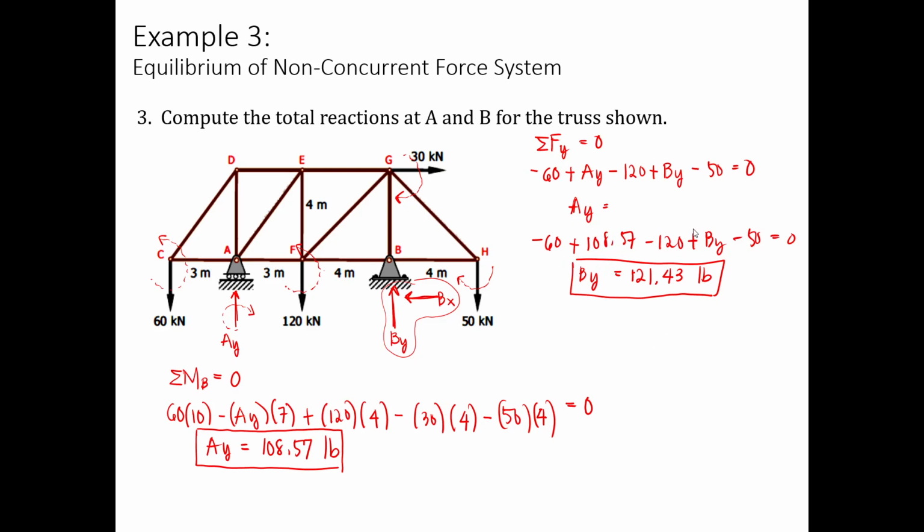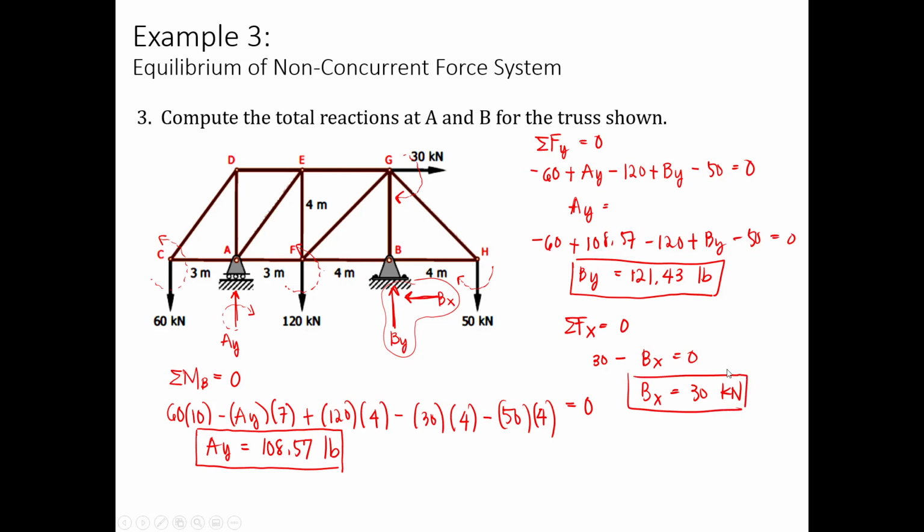This is your By. Notice that your By is a greater value than Ay, meaning the hinge support is supporting more of the vertical load compared to A sub y. Then lastly, for your summation of forces x equals 0, automatically you have 30 minus Bx equals 0. So Bx is equal to 30 kilonewton.